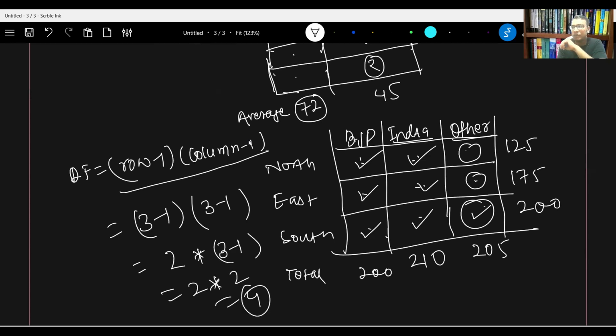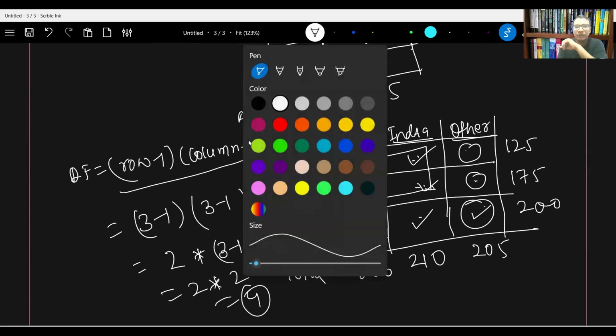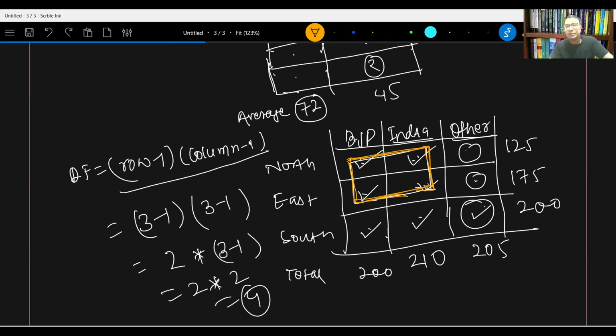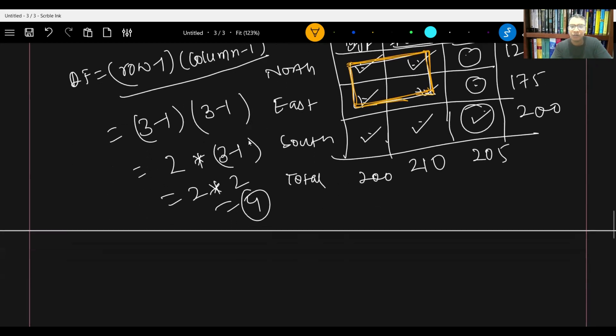If we know only 4 values, we can fill the complete table. We need only 4 minimum values to fill the complete table. That is the concept of degree of freedom. Clear? Any confusion? No. So now come to the summary of degree of freedom.